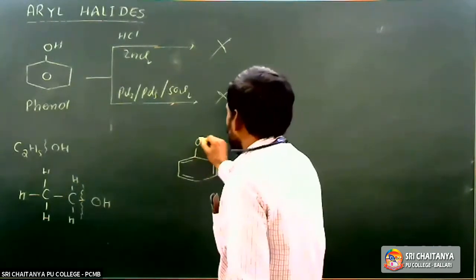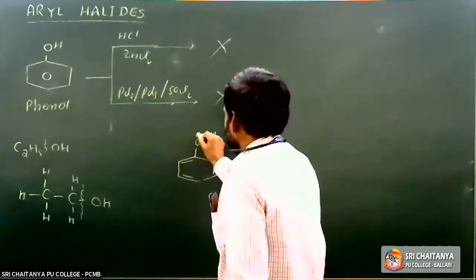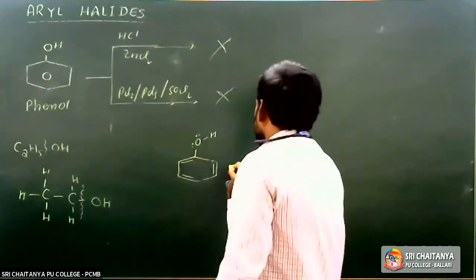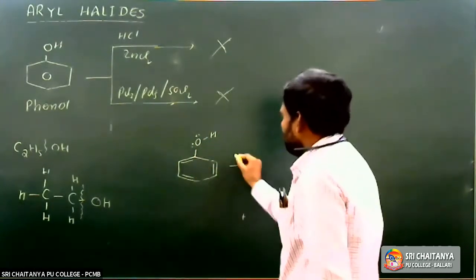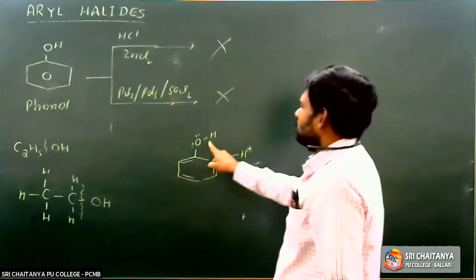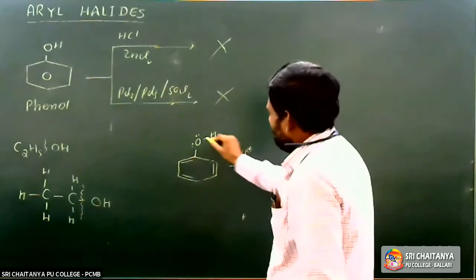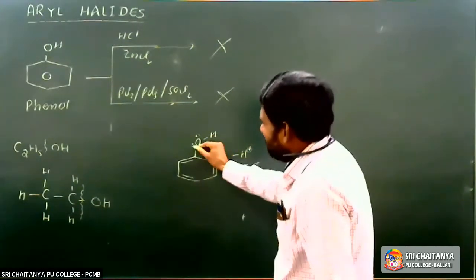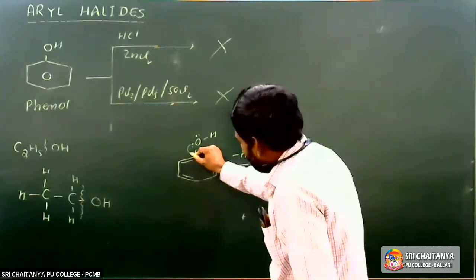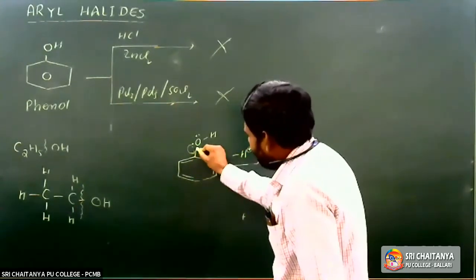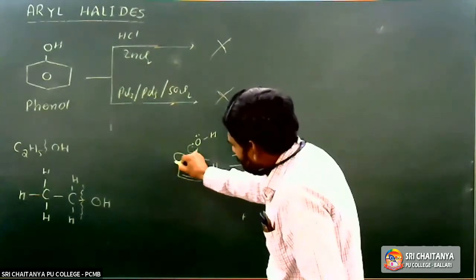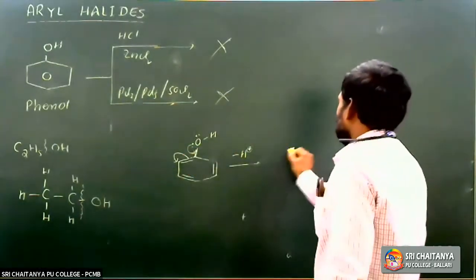Next, in phenol, the OH oxygen contains lone pairs, so it is acidic in nature. If it loses a proton, that means H plus, the electron density increases. So this lone pair of electrons shifts to this position, and the pi electrons shift to this position. So it is a resonance structure.